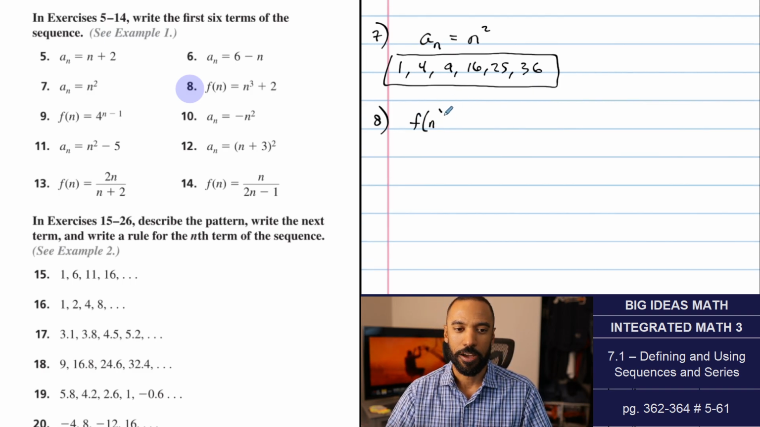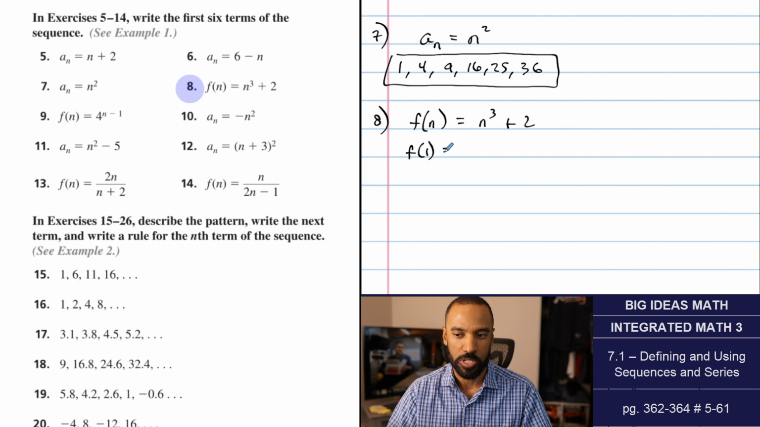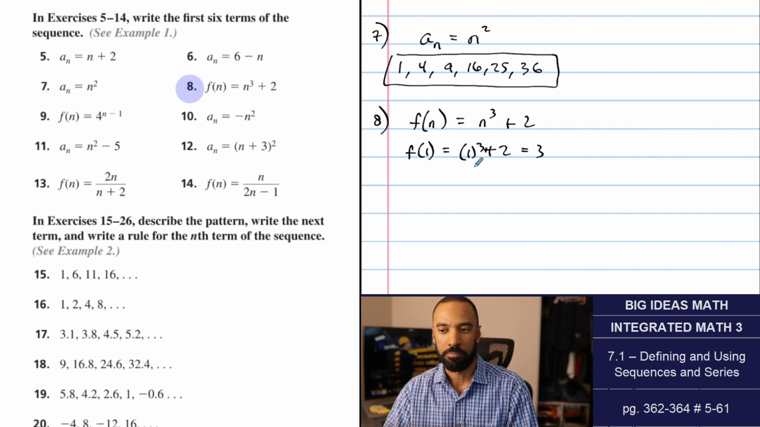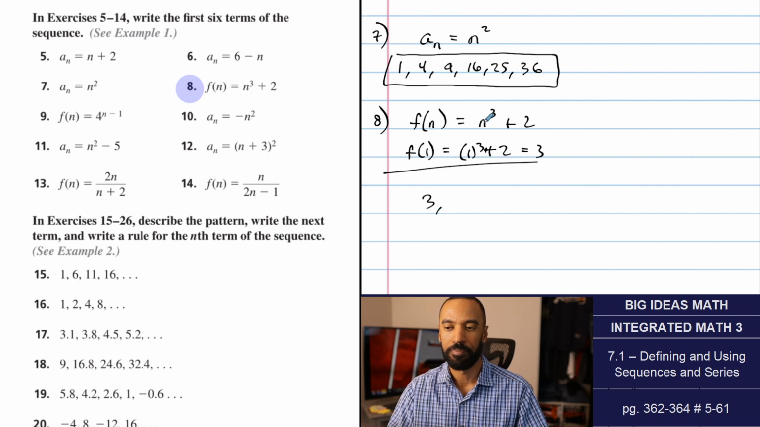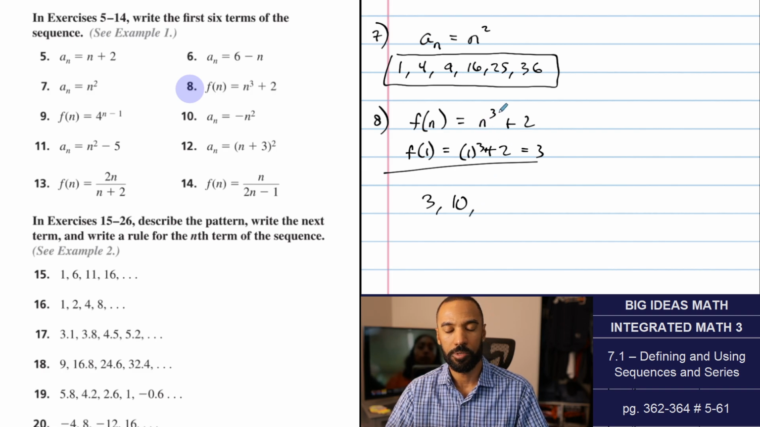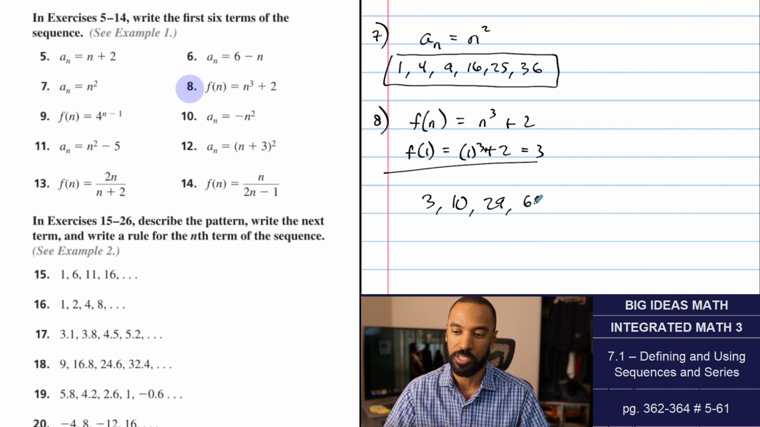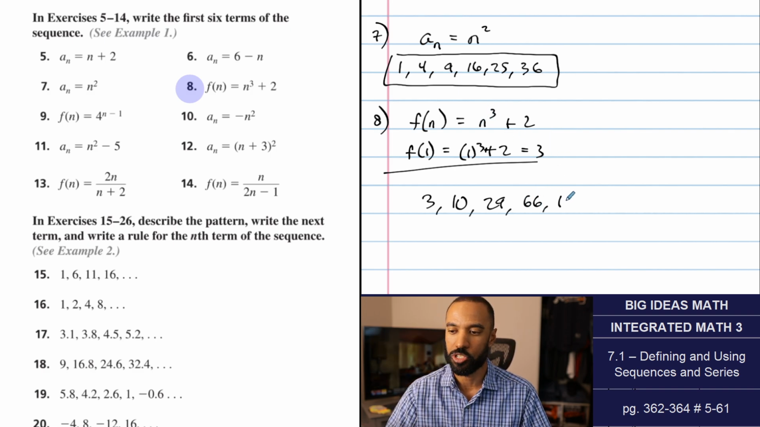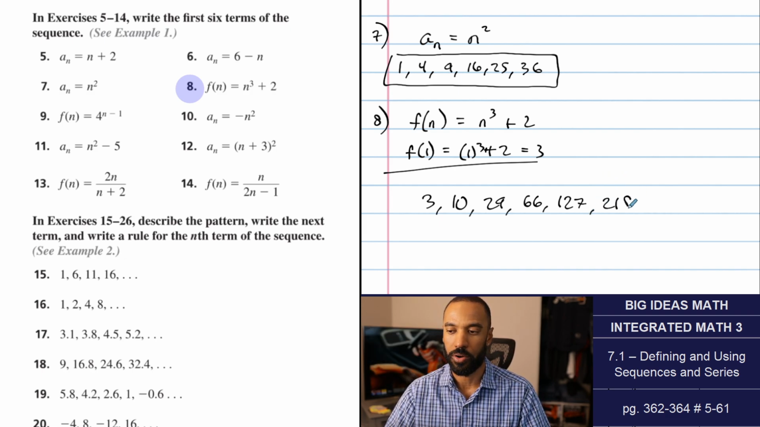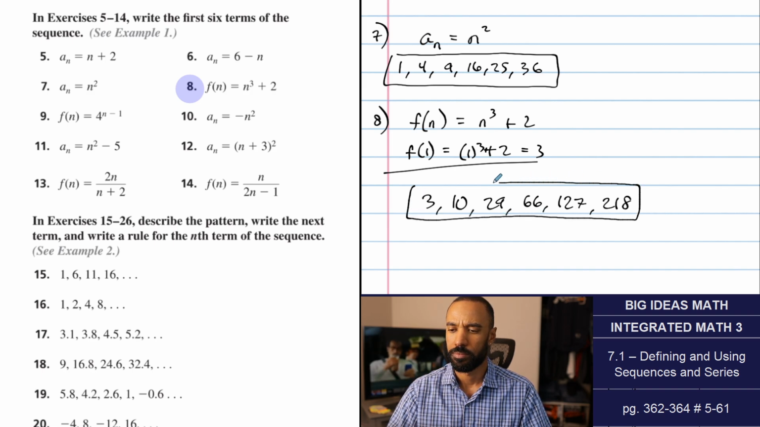Now, these have function notation, but it doesn't change what you're doing. For example, if I want to find the first term, I'm still substituting 1 for n. 1 cubed plus 2, and 1 cubed is 1, and 1 plus 2 is 3, things like that. So I'm going to kind of cut that off and just write them out. So 3. 2 cubed is 8, plus 2 is 10. 3 cubed is 27, plus 2 is 29. 4 cubed is 64, plus 2 is 66. 5 cubed is 125, plus 2 is 127. And 6 cubed is 216, plus 2 is 218. Okay.